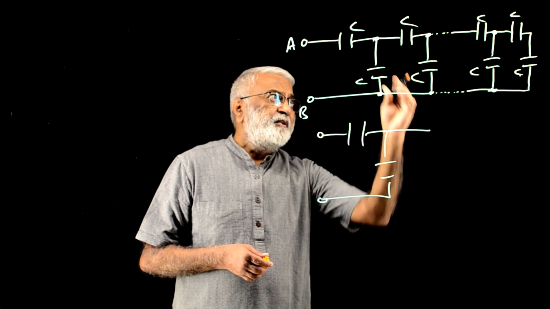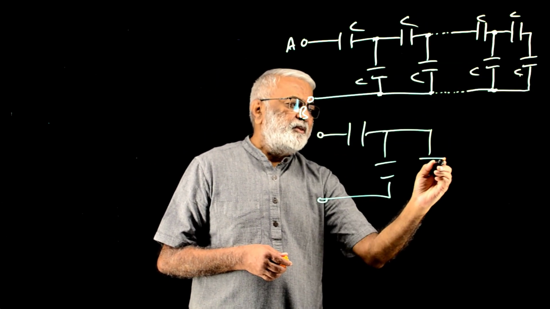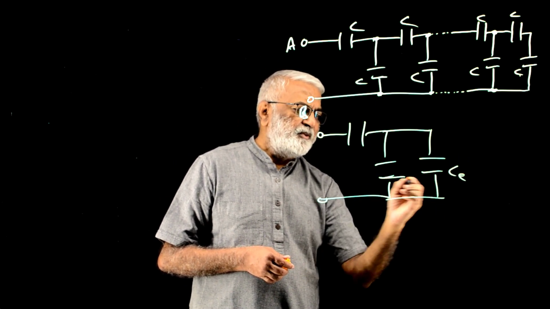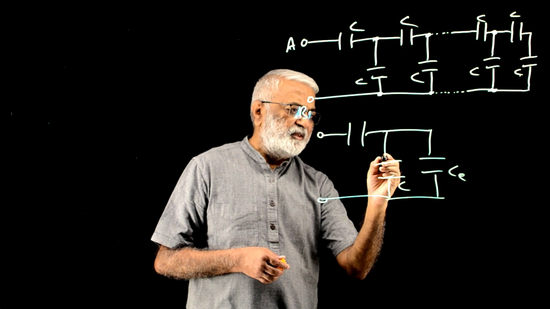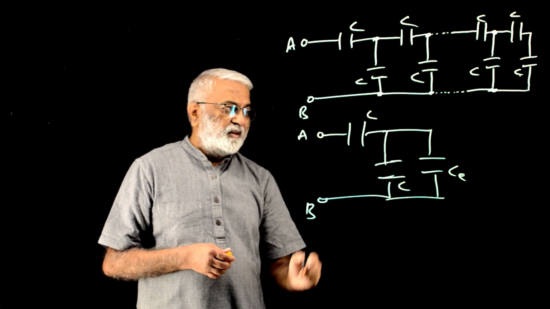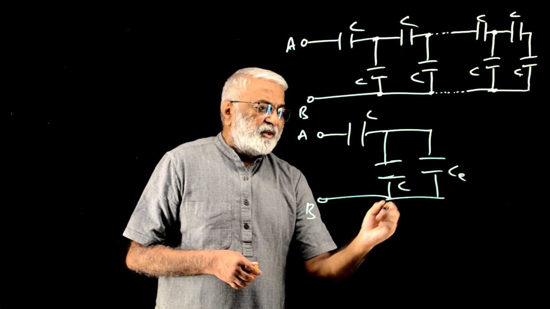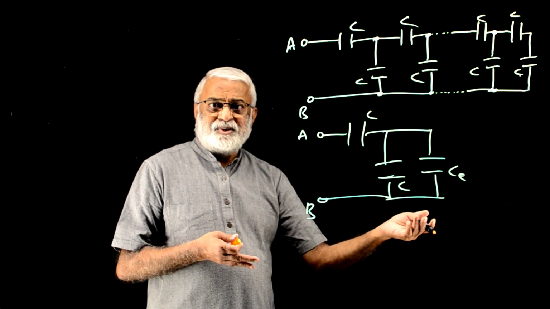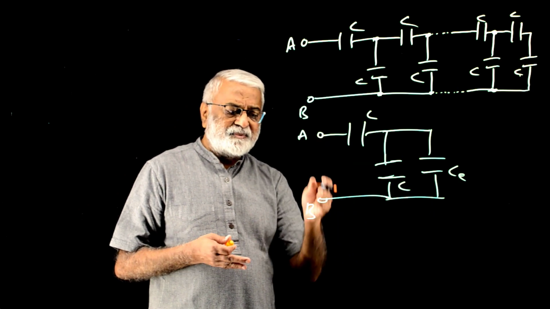Let the replacement for all these capacitors be CE. This is C. We do not know this CE. This is C. This is C. This is A and B. So your argument is that between A and B, the capacitance will be nearly the same as CE. So what is the equivalent capacitance between A and B?